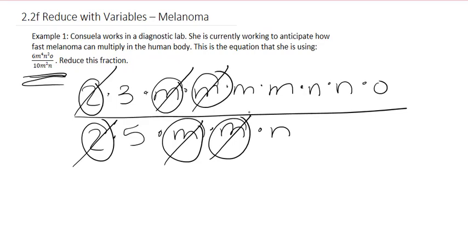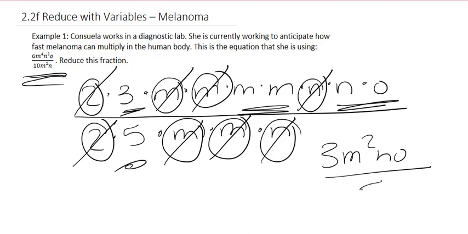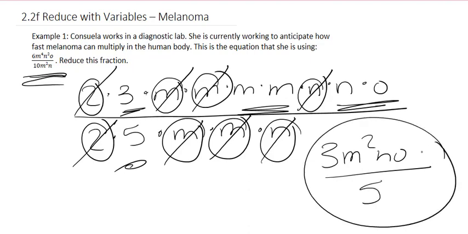Now we don't have any more m's on the bottom, so let's look at n's. We have an n here and an n here. So we can cross these out because n over n is equal to 1. So now we're left with a 3, 2 m's, and an n and an o, and then just a 5 on the bottom. So now let's recombine our exponents and rewrite this all out. So we have 3 m squared n o over 5. This is our final reduced fraction.